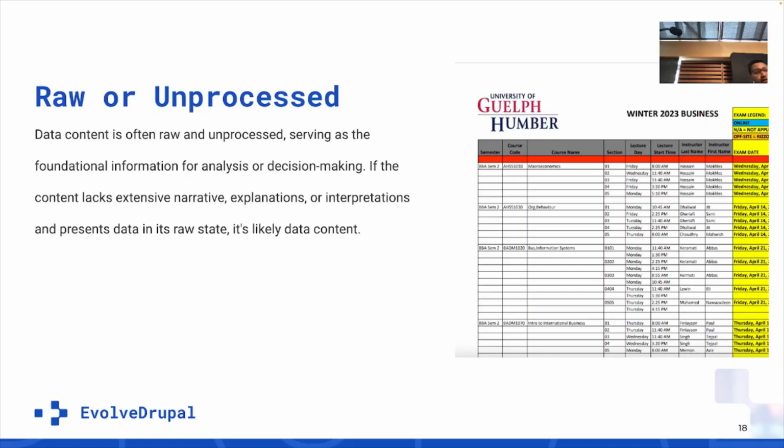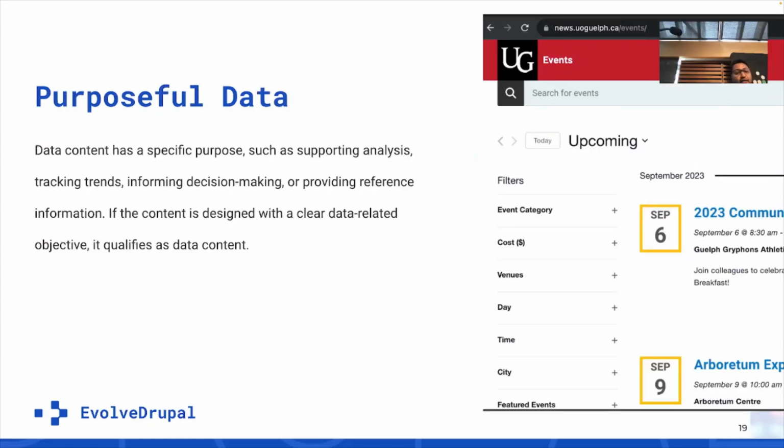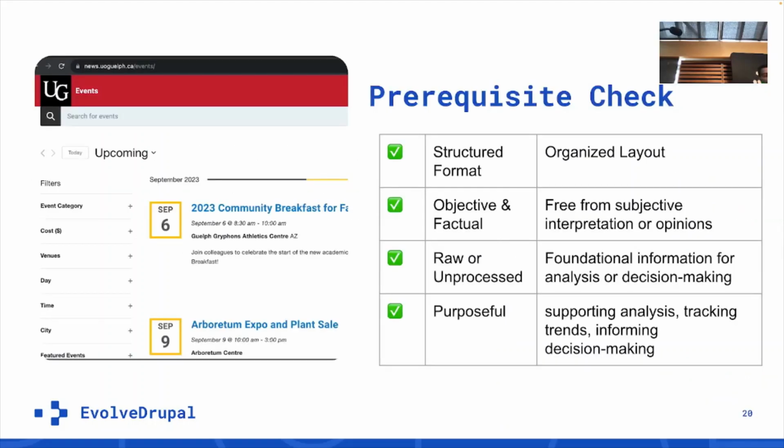This brings back the point of raw and unprocessed. And lastly, purposeful data. This is mainly important to see if the content that's been presented can come back to you and be repurposed or used for different purposes. So the answer to the last questions: all of them were data content.